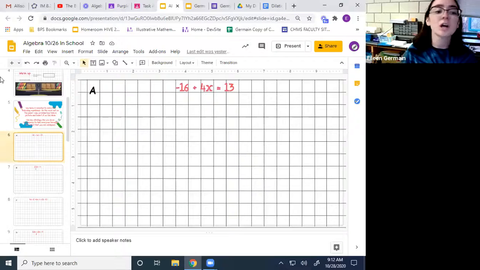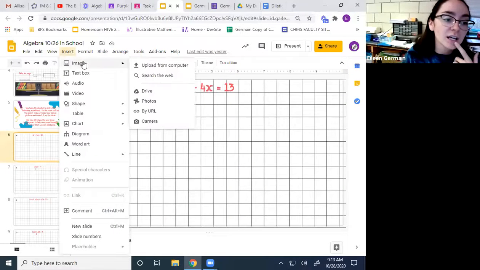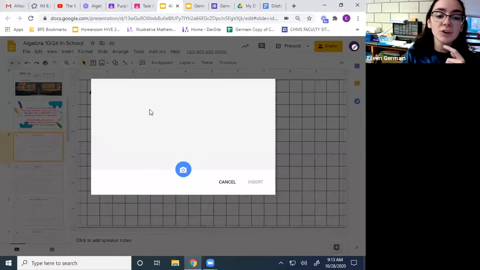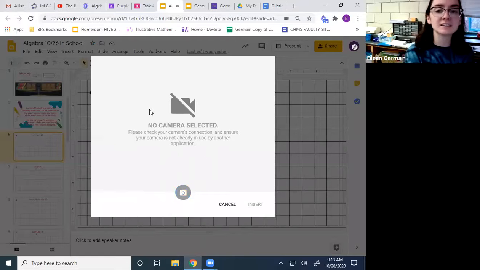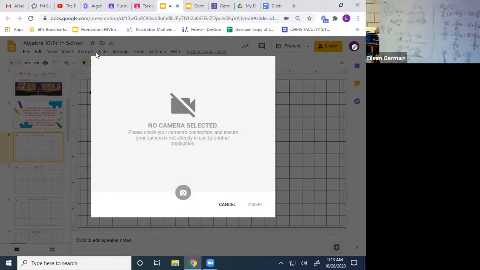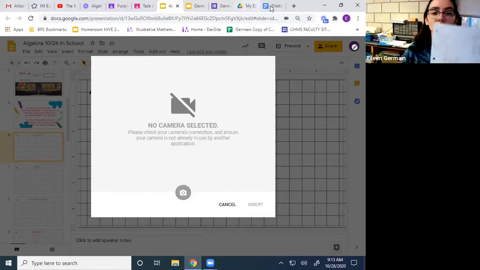Now your job for the next 15 minutes is to go into the slideshow, and let me share my screen so I can show you what I expect of you. You're going to go into the slideshow, and on each of the slides, you're going to take a picture of your work. So you're going to come into Insert, go to Image, and go down to Camera, and your camera will open up. Mine is not selected because I did it a few times and I kicked it out. You're going to allow your camera to use your camera on your Chromebook, and you're going to take a picture of each section of your work.